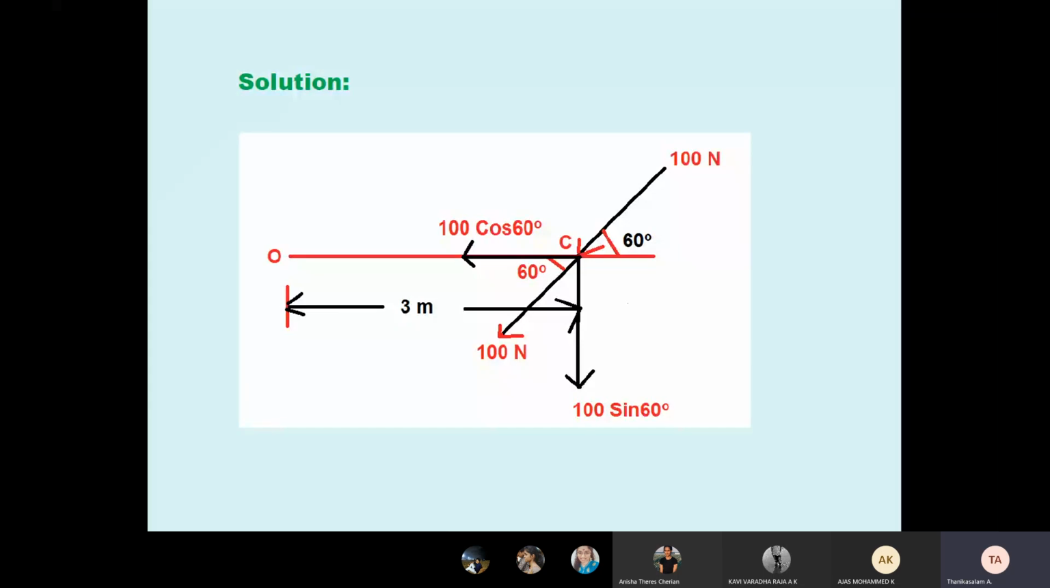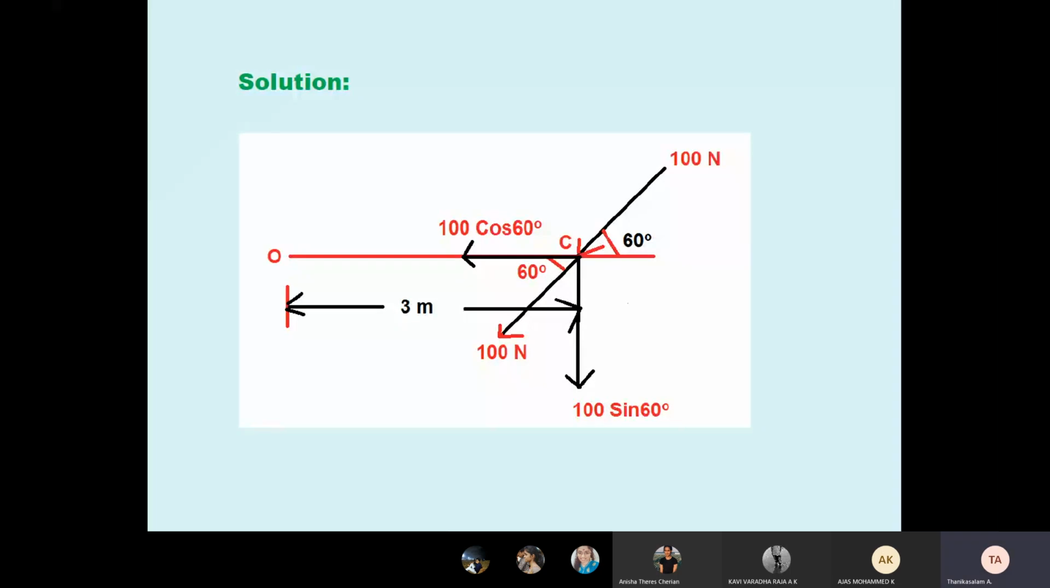See, moment means turning effect. I told you, we are removing the bolt nut with a spanner, where the force acts at the end. So the 100 cos 60 goes to O, but it gives a force effect only, pushing or pulling. We are calculating moment. Students, you imagine and understand the concept. So the 100 cos 60 does not give any moment.